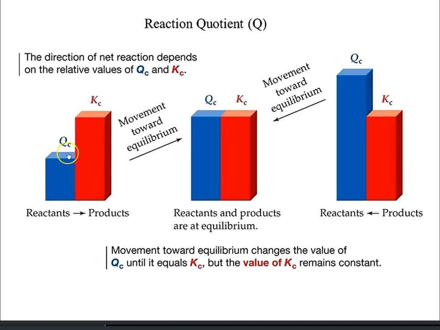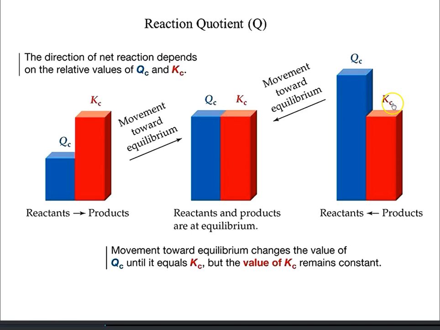If Q is less than K, then if you remember, these are both sort of the products in the numerator divided by the reactants in the denominator. And so if Q is really low and is not nearly the same as K, is much smaller than K, that means that there aren't enough products. Your numerator is too small, your denominator is too large. Therefore, the reaction is going to move to the right to form more products, fewer reactants, and that's going to cause Q to rise until it gets to be equal to K.